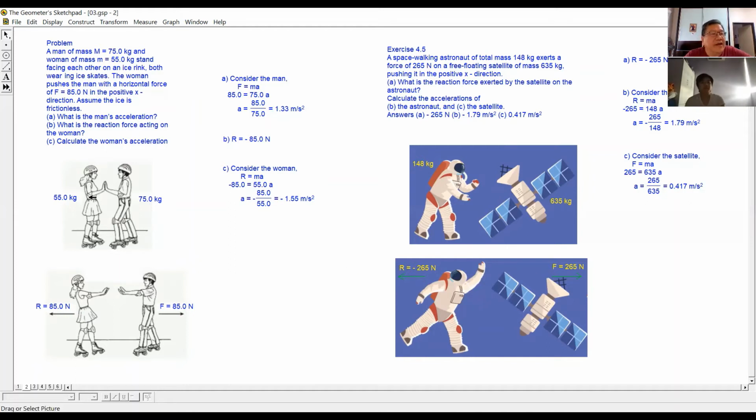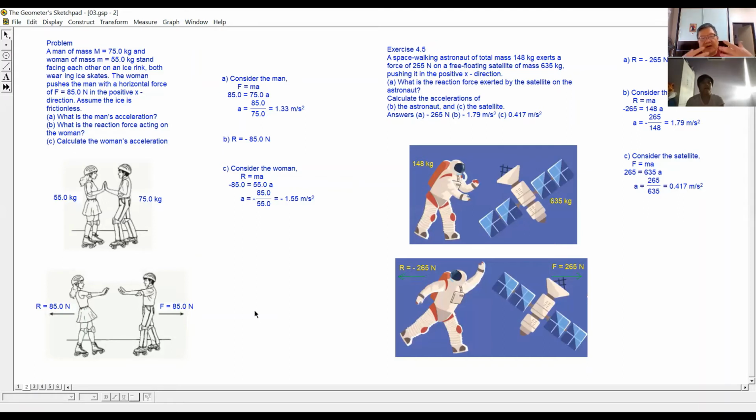Now, suddenly, this woman pushed the man with a force of 85 Newton in the positive x direction. So this woman exerts a force of 85 Newton on the man in the positive x direction. Positive x direction means towards the right hand side. So she pushed the man to the right with a force of 85 newtons, and the man is not doing anything.